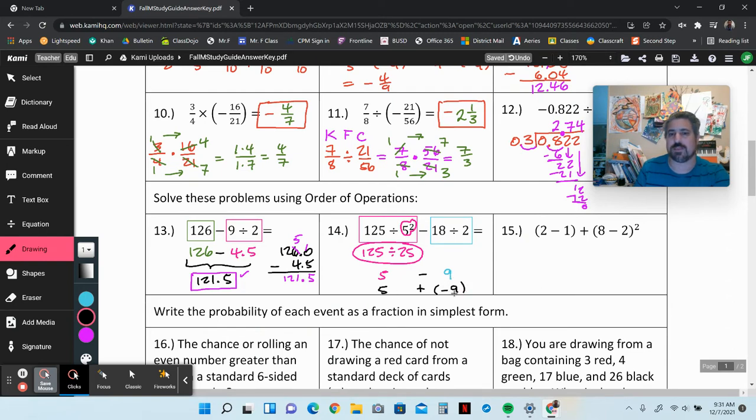So who's going to win, positive or negative? The negative. By how much? 4. So the answer there is negative 4. And that's what you guys should have.